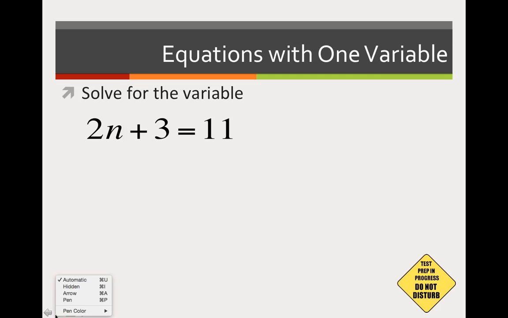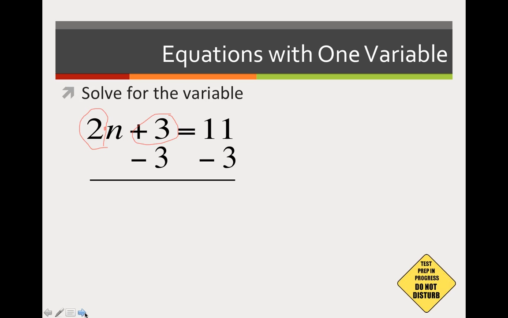Here, if we're going to solve this one, we're looking to get rid of two things. We're looking to get rid of the addition of 3 and the multiplication of 2. So these are the things that we're going to look to get rid of. In order to get rid of the addition of 3, we'll have to subtract that 3. In order to get rid of multiplication of 2, we'll have to divide by 2. So we'll subtract by 3, and then we'll divide by 2. And that will leave us with n equals 4.